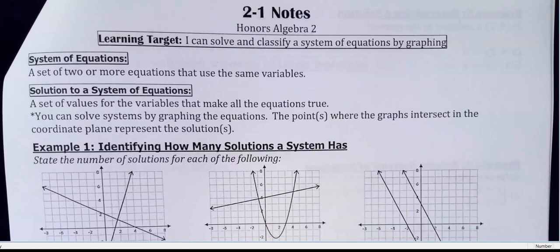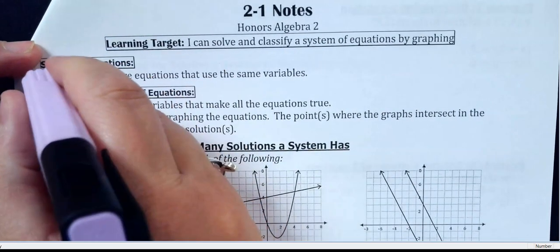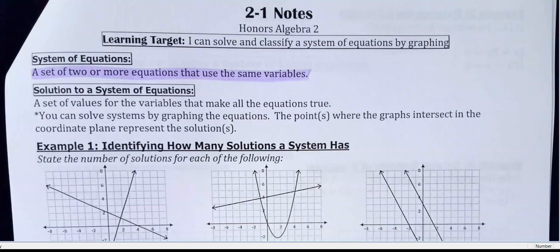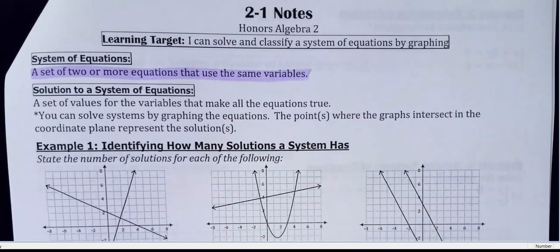I wrote down the definitions for a solution and for a system. A system of equations is a set of two or more equations that have the same variables. In the past, you've probably exclusively dealt with two equations with two variables. As we get going in this unit, we're going to do three equations with three variables a little bit later on, but we're going to start with what we call a 2 by 2. That means I've got two variables, usually x and y, and two equations.